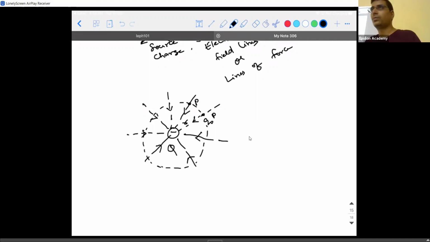Never restrict your thought to two dimensions. It can be a sphere. Okay, because it can be towards me, it can be towards you also. If you join all these points, we'll have a three-dimensional shape, not a two-dimensional shape. So this will be spherical in nature. So the region around the source charge will be spherical.